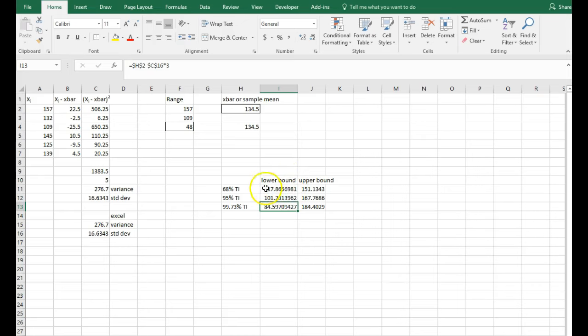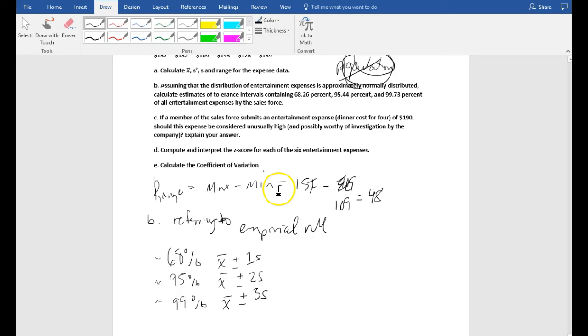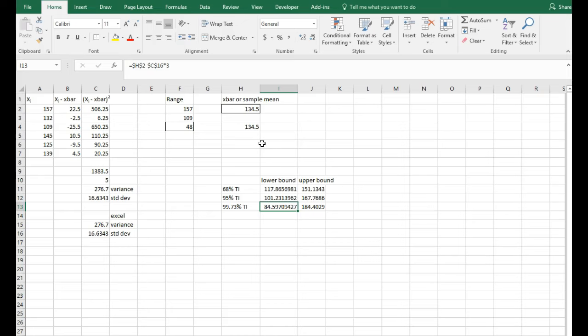So this is the lower bound of the 68% tolerance interval, and essentially that's where we can expect 68% of the data to fall in general. This is where we can expect 95% of the data to fall in general. This is where we can expect almost 100%, but 99.73% of the data to fall in general, in between 84.59 and 184.40. Okay.